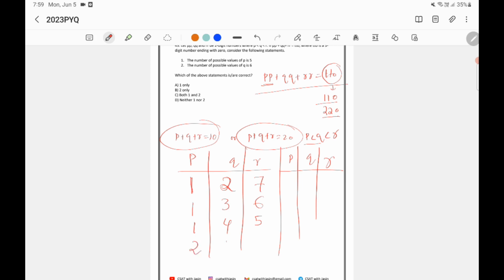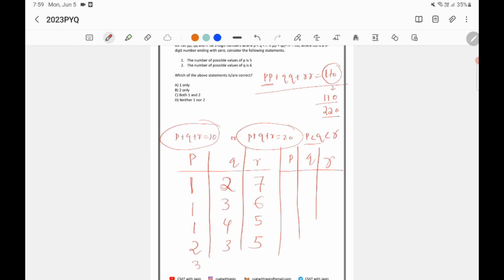Now if it's 2 and this is 3, then it will become 5 because 2 plus 3 plus 5 is 10. Now if I am taking 2 here and 4 here, then 2 plus 4 is 6 and 4 will again come here. Now this will not come because we know that R is greater than Q. So this will not come.